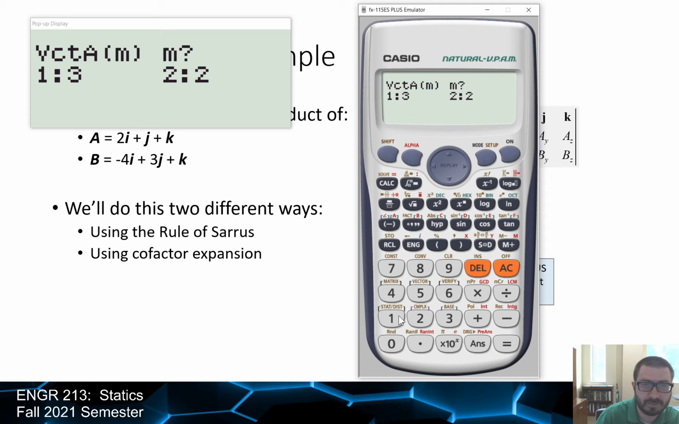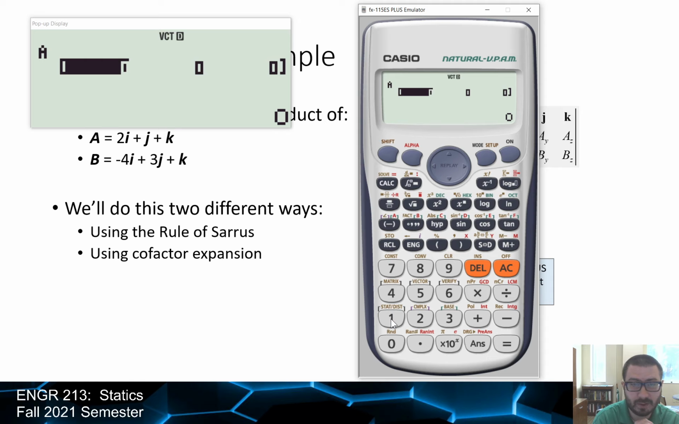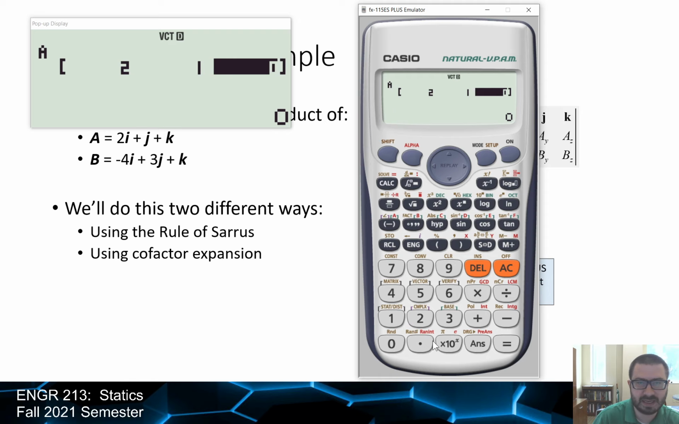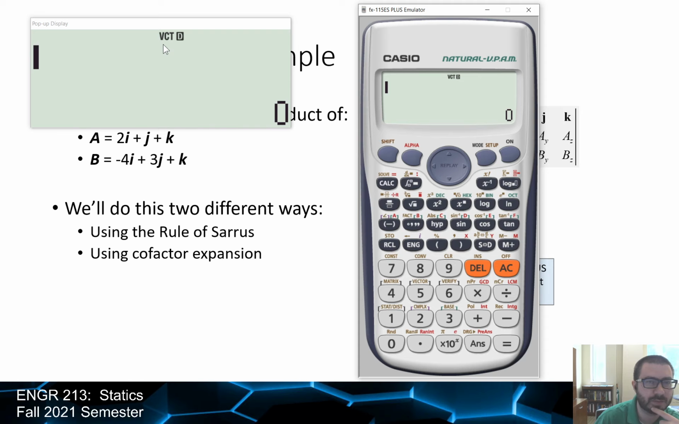So let's do vector 1, and it's asking you, is it a 3D vector or a 2D vector? We'll say it's a 3D vector, so we'll do option 1. And so here we go. We have vector A, so 2, 1, and I'm entering 1 and just pressing equals, 1 equals. And so that's vector A, 2i plus j plus k. Once we've got that, we can just hit the AC button and clear it. You can tell that you've done everything correctly, because if you look at your display, you should see VCT popping up. That should indicate that that vector's been defined and that you're in vector mode.